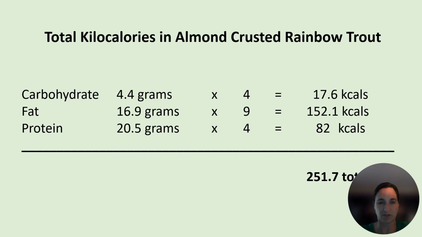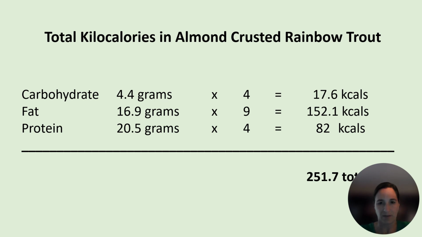I told you that there's 16.9 grams of fat in this almond-crusted rainbow trout. Remember I told you that the number for fats is 9, so fats yield 9 kilocalories per gram. So we multiply the 16.9 times 9 and we get 152.1. And then here you can see for proteins, there was 20.5 grams of protein in this meal, and we're multiplying that by 4 to get 82 calories.